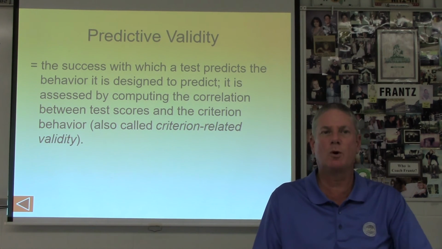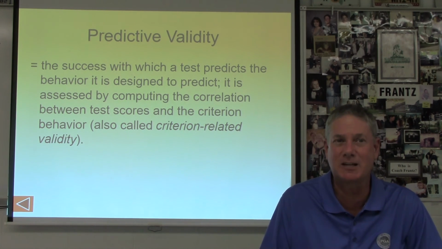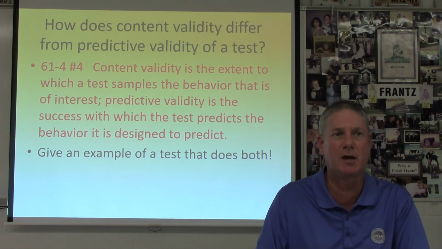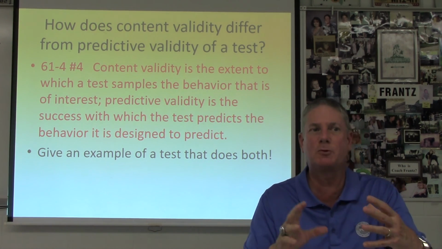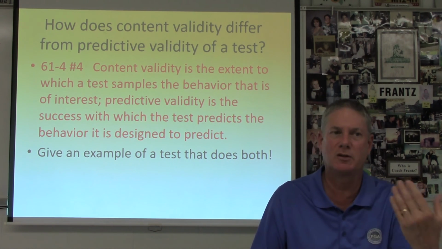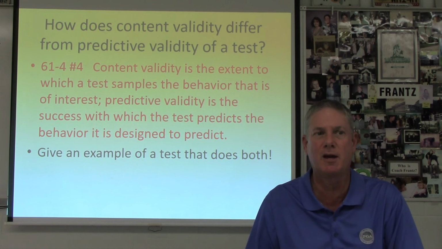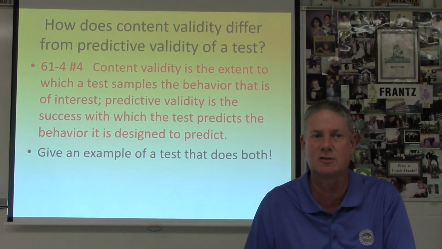So, question 61-4, number 4: how does content validity differ from the predictive validity of a test? Well, you need to know the difference between your validity, folks, so here we go. Content validity is the extent to which a test samples the behavior of interest. If I'm going to test your driving behavior, then I need to make sure that test actually samples that behavior. Predictive validity is the success in which it predicts the behavior it's designed to predict.